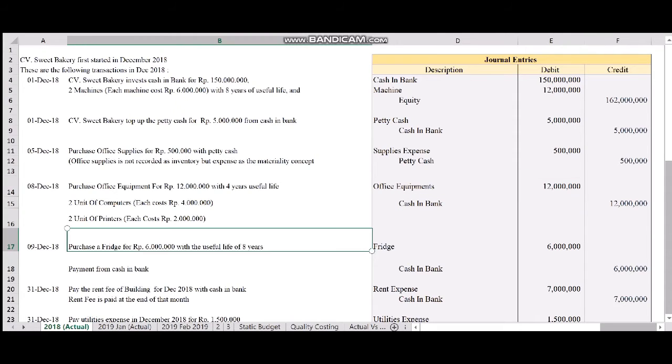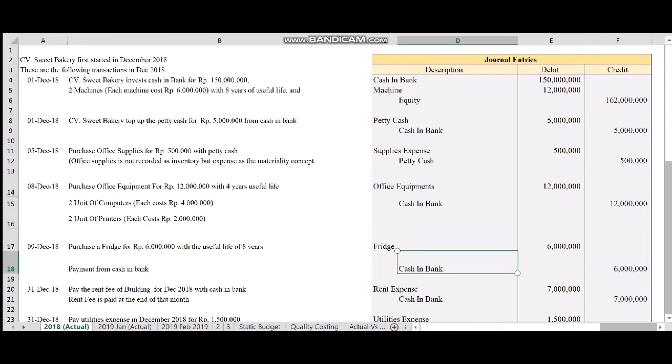Next, the 9th of December 2018, purchase a fridge for 6 million with the useful life of 8 years. Payment from cash in bank. The journal entry is fridge to cash in bank for 6 million.